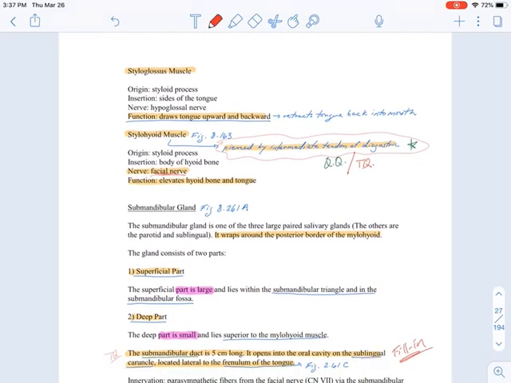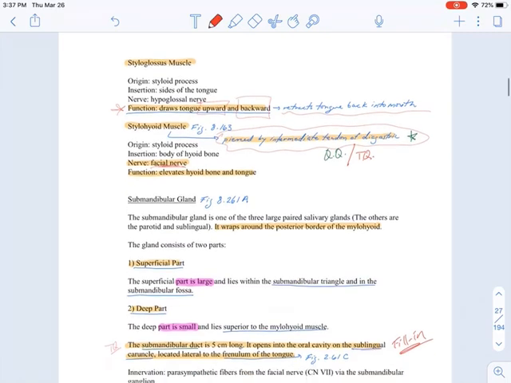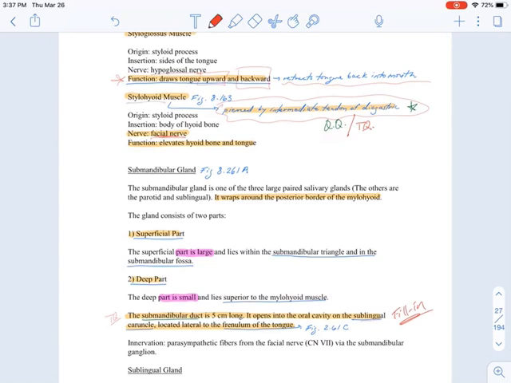Now we're on to the styloglossus. Again, we're talking about the tongue. This guy will draw the tongue up and back. So, in other words, it can retract the tongue back into the mouth. Also innervated by the hypoglossal nerve.